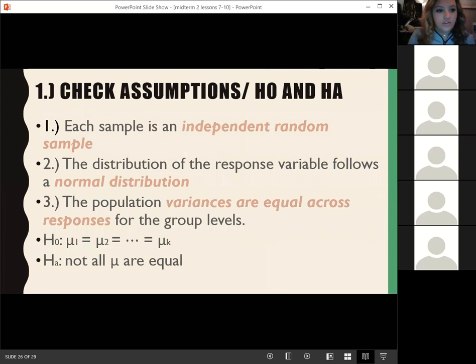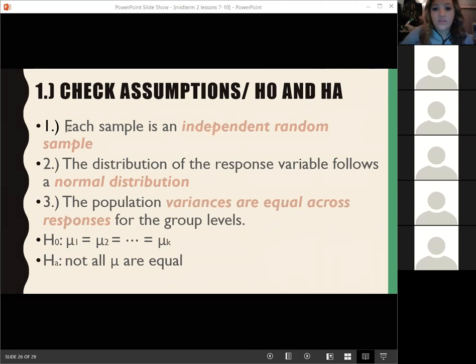So just a review of what the hypothesis testing procedures should be for an ANOVA test. The assumptions that have to be met are these first three here. Each sample does have to be independent and random. This is a common thing that you see often. The distribution does have to follow a normal distribution in order to use this. And we do have to have population variances that are equal across those levels.